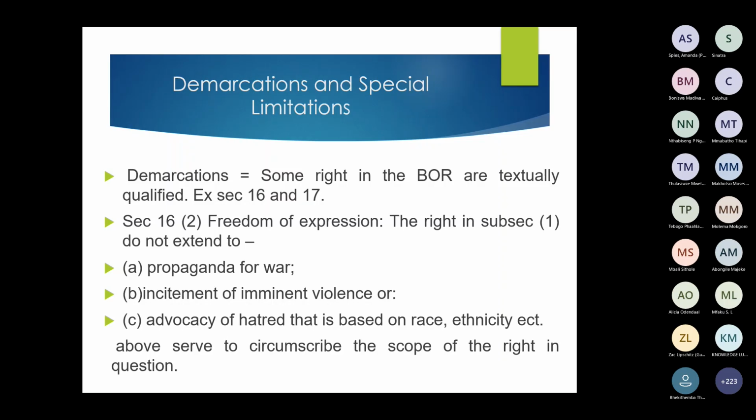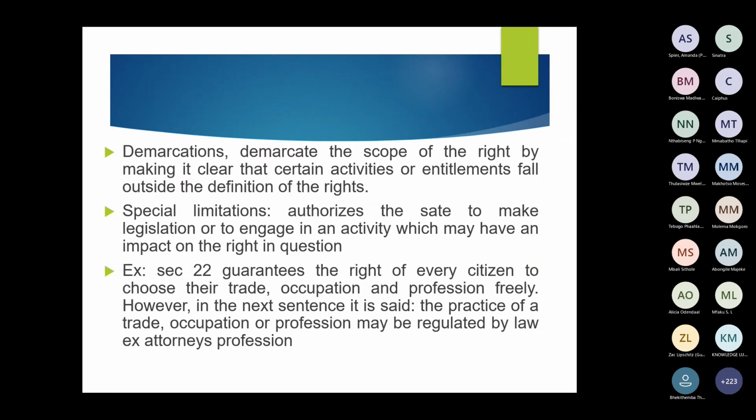If you, for example, propagate for war, you're not entitled to the protection that Section 16 offers, because the right itself already provides that limitation. There are also special limitations. It authorizes the state to make legislation or to engage in an activity which may have an impact on the right in question.